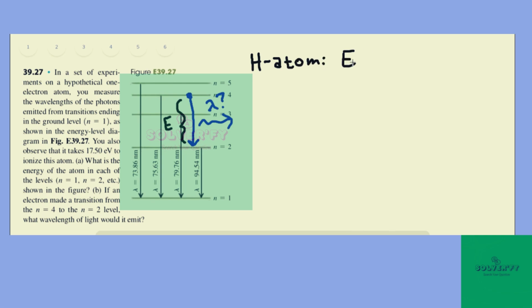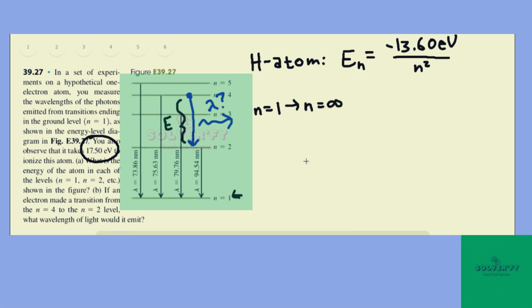So the energy levels of a hydrogen atom is given by negative 13.60 electron volts divided by n squared, where n is a positive integer greater or equal to 1. So some important information we're given about a hypothetical atom that might help is this ionization energy of 17.50 electron volts. So recall that ionization corresponds to a transition from the ground state, n is equal to 1, to a state where the electron is in an infinitely large orbit radius, which is labeled by n is equal to infinity.